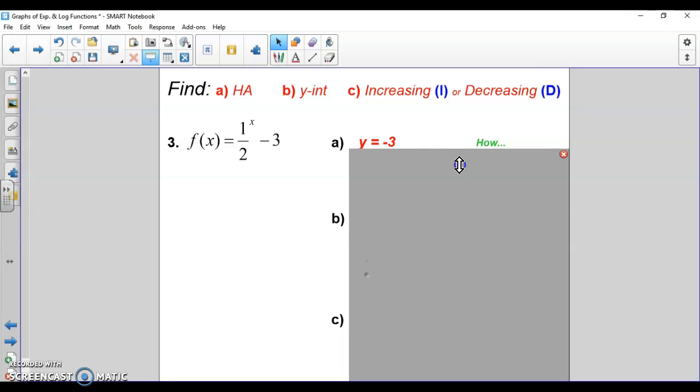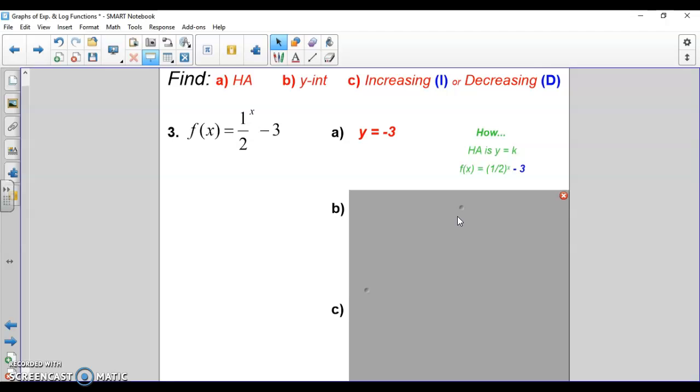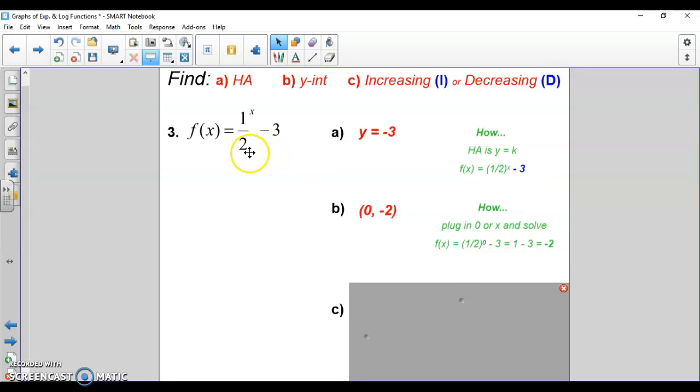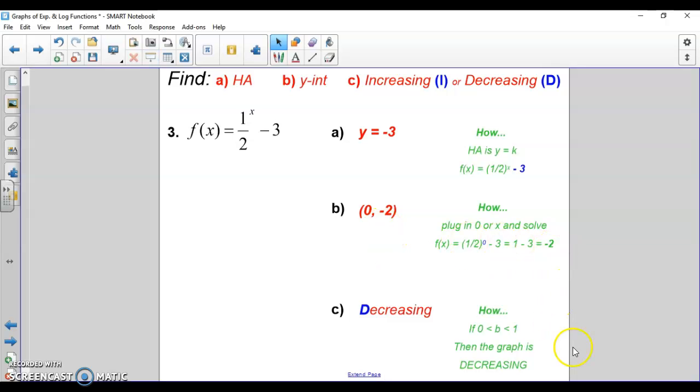Last one I'm going to fully mention everything on. Next one I'll mention one thing in the bottom. So our first one where we have a different horizontal asymptote. We have y equals -3 is our horizontal asymptote. This k value is -3 as I mentioned here on the how. Plug it in. 0, (1/2) to the 0 power. Anything to the 0 power is 1, so you have 1. And then 1 minus 3 equals -2. So we're good to go there. We are decreasing in this one because 1/2 is between 0 and 1. That's what that's saying. So we have that.